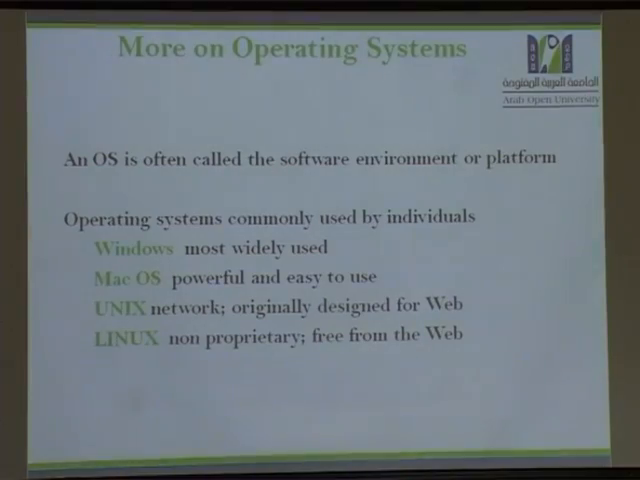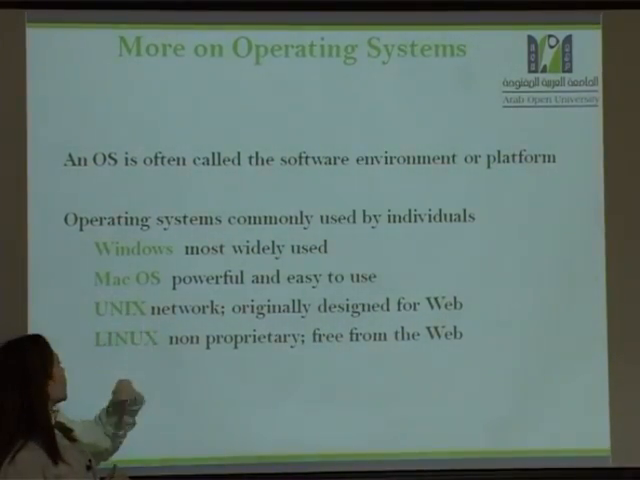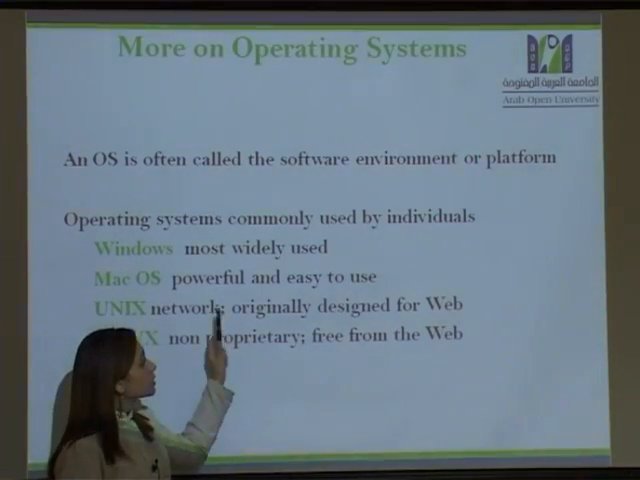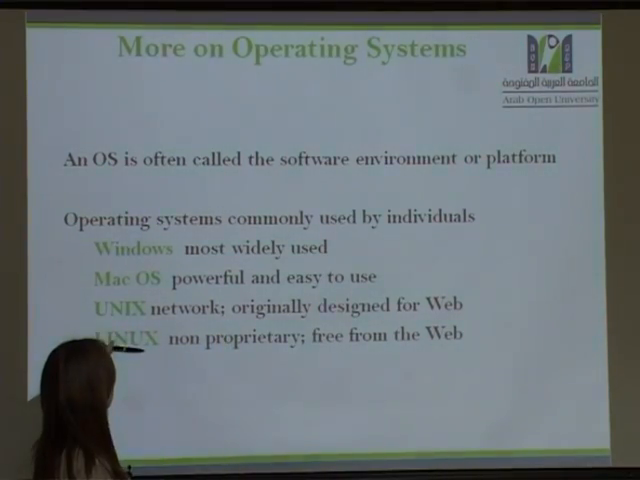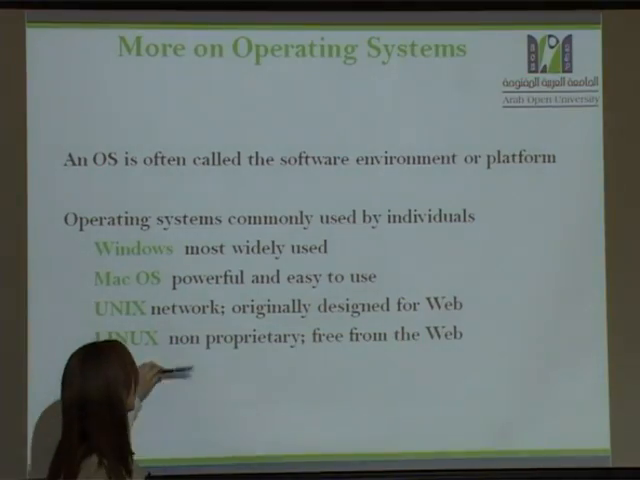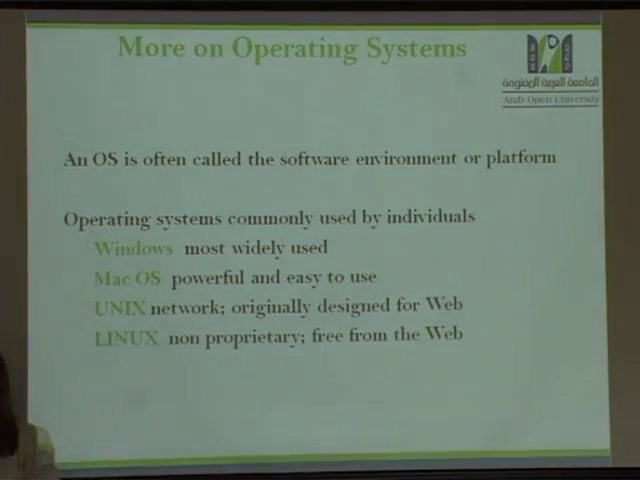An operating system is often called a software environment or a platform environment. They're commonly used by individuals: the Windows, the Mac operating system, the Unix for the network, which was originally designed for the web, and Linux, which is non-proprietary and a free version of Unix.